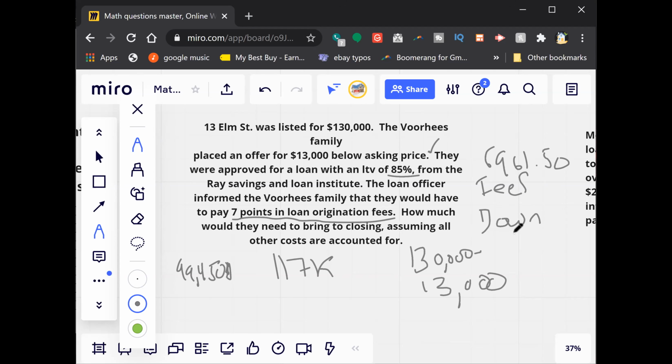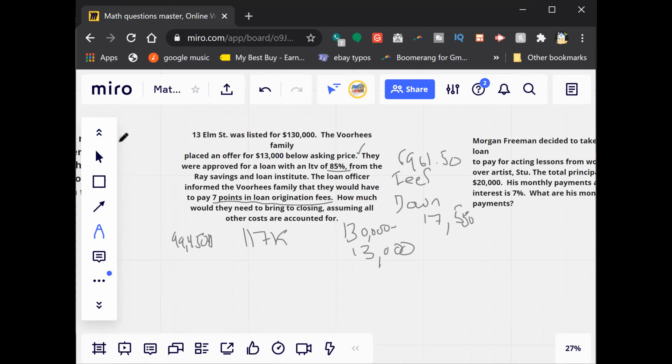So here's what it's going to be. You wouldn't add the points to the loan amount because those are origination fees. Points are stuff that they have to pay at closing. Points are paid at closing. If they are paying points, it's paid at closing. So the down payment is $17,550. Is my math right on that, guys? Just double check me because I just had the case of the Butterfingers.